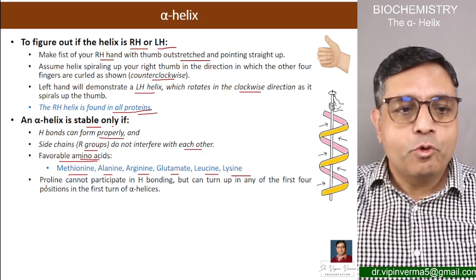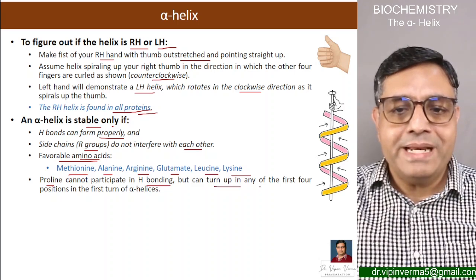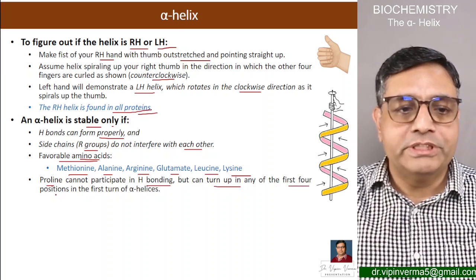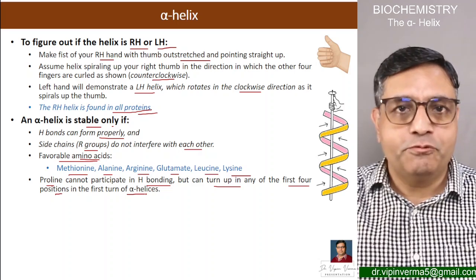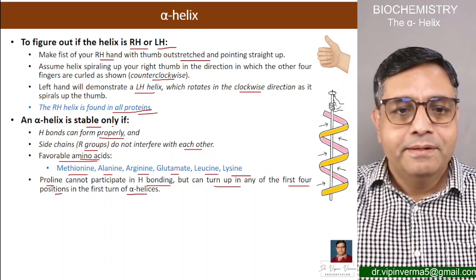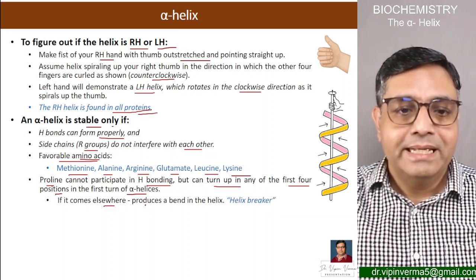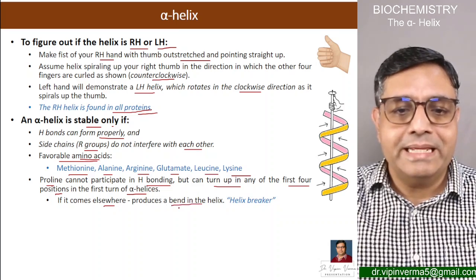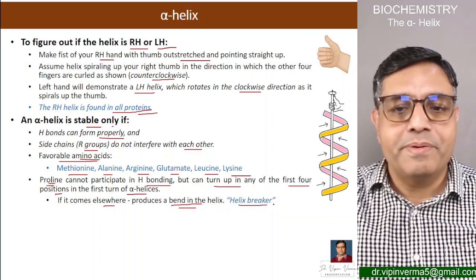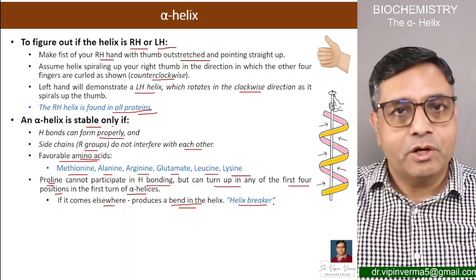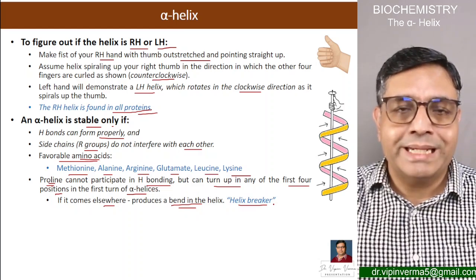Okay. Now proline cannot participate in hydrogen bonding, but it can turn up in any of the first four positions in the first turn of alpha helices. Okay, so it can come within the first turn, but it cannot participate in the hydrogen bonding. But if it comes elsewhere in the helix, then it produces a bend or kink in the helix, and therefore proline is called the helix breaker amino acid. Okay, now you understand why proline is called helix breaker amino acid, because it produces a kink in the alpha helix.